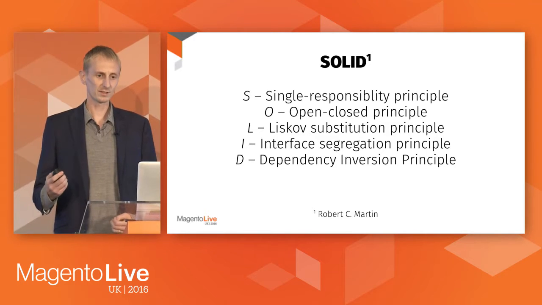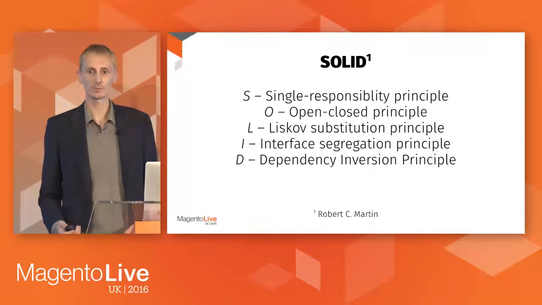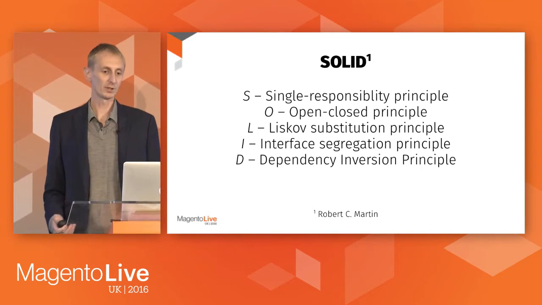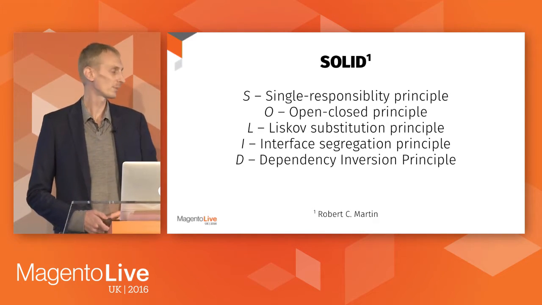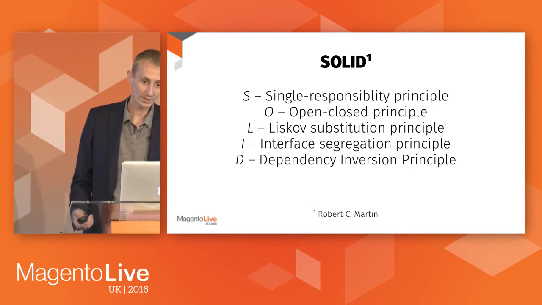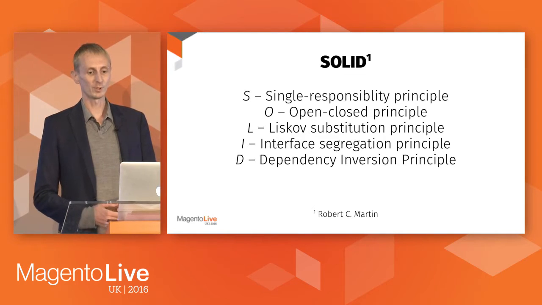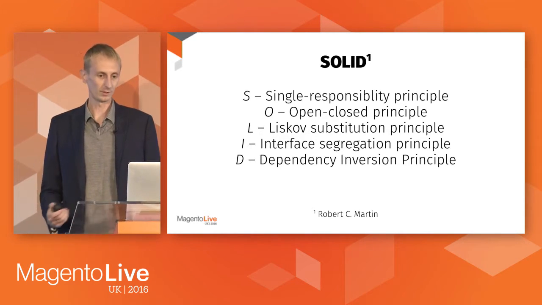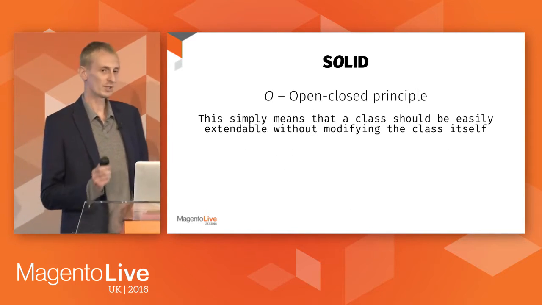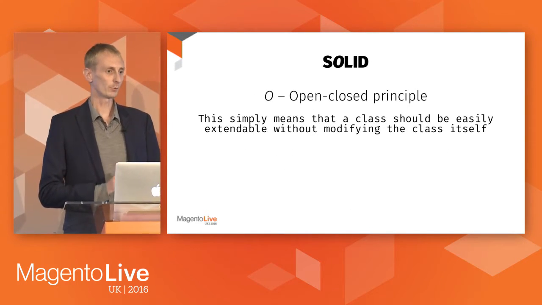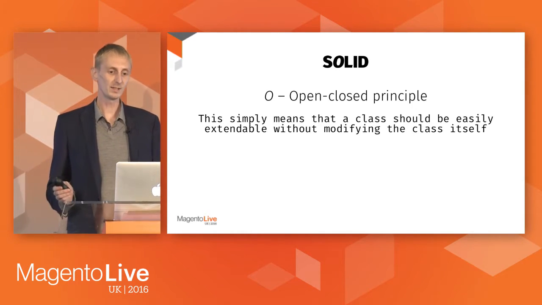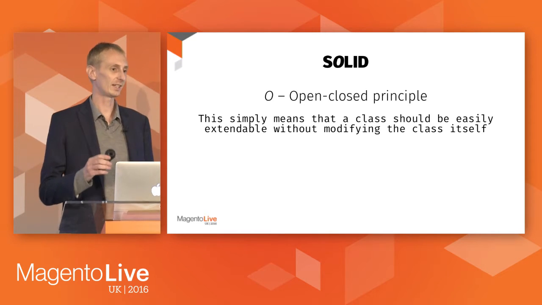And we're starting to get into SOLID principles now. So by creating interfaces, we're starting to think more about SOLID. SOLID comes from the single responsibility principle, the open-closed principle, the Liskov substitution principle, the interface segregation principle, and the dependency inversion principle, all outlined by Mr. Uncle Bob. But the one I'm interested in at the moment is the open-closed principle, which states simply that a class should easily be extendable without modifying the class itself.